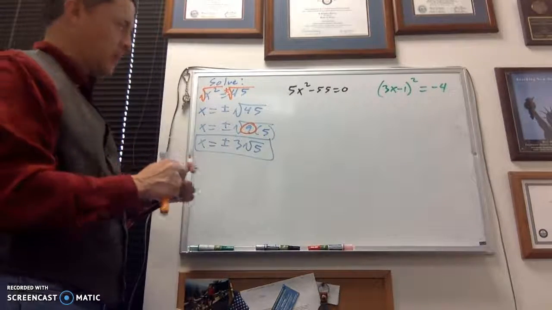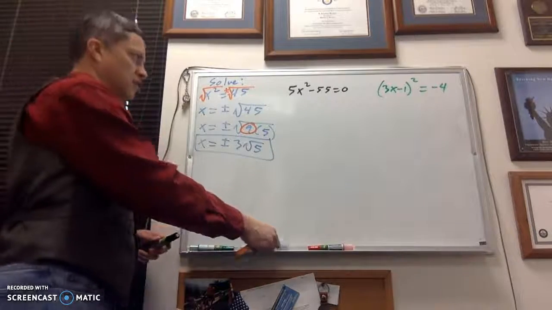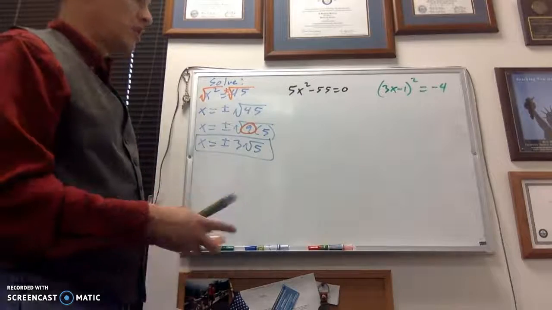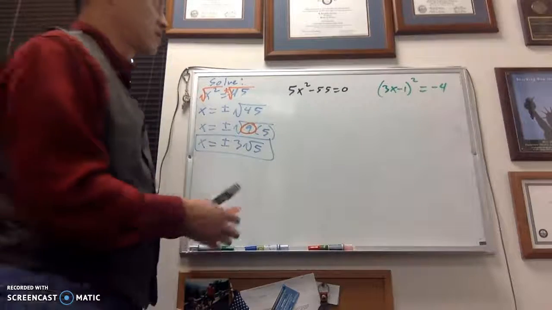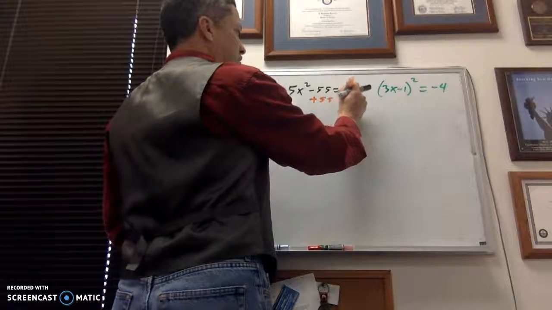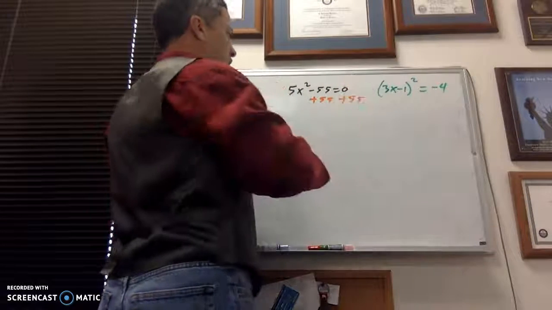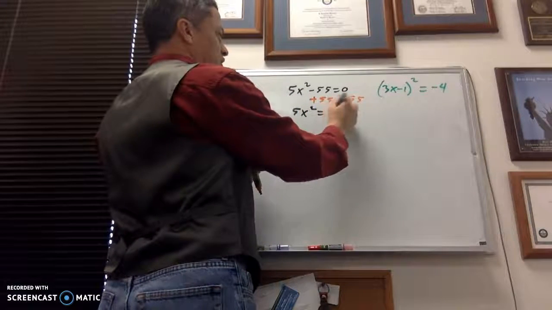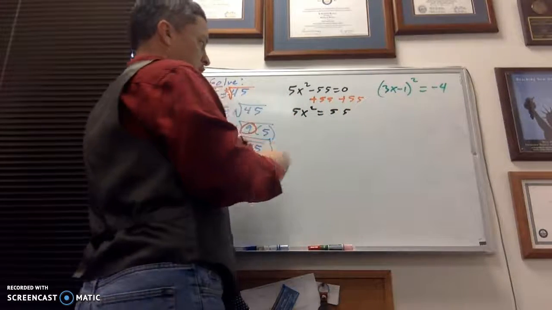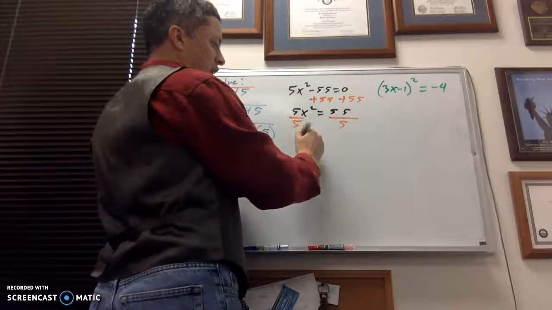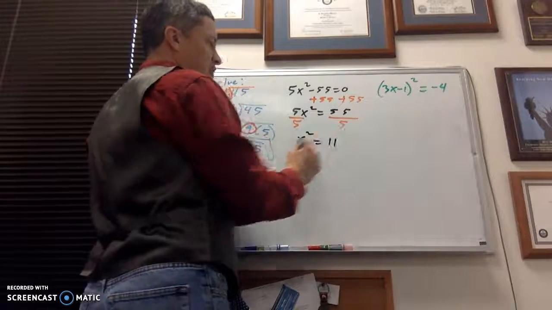Well, let's crank this up a notch. Suppose we had 5x squared minus 55 equals 0. So you do want to solve for x here, or isolate for x. So I'm going to add 55 to both sides first. That'll give me 5x squared equals 55. Then we'll divide by 5. So now we're looking at x squared equals 11.